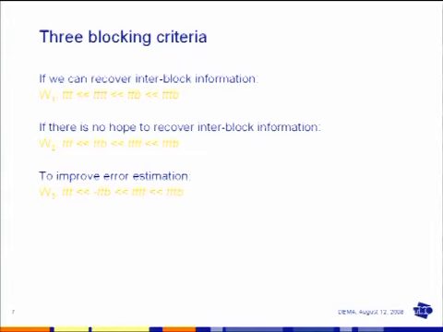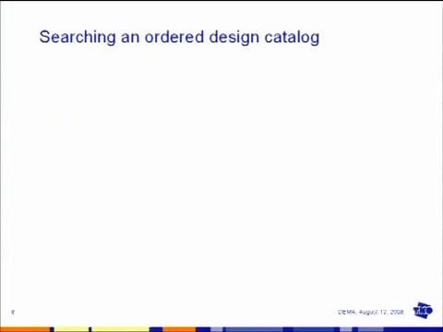So we have had now some discussion of possible instruments to optimize the treatment design, and we also have discussed some optimality criteria of the quality of the blocking. And let us now look at how to apply these notions in an ordered design catalog.